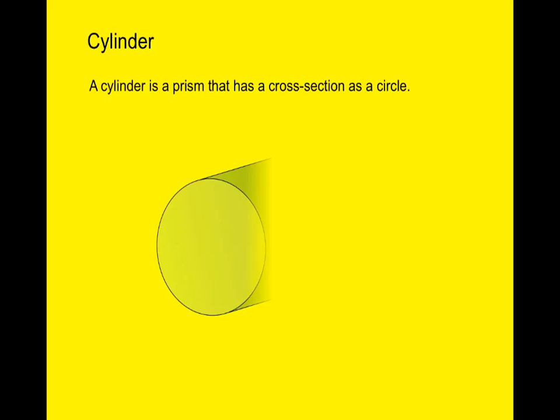A cylinder. A cylinder is a prism which has a cross-section as a circle. So here we have a cylinder, and there I have the cross-section, and I can move the cross-section throughout the shape, therefore it's making it a prism.